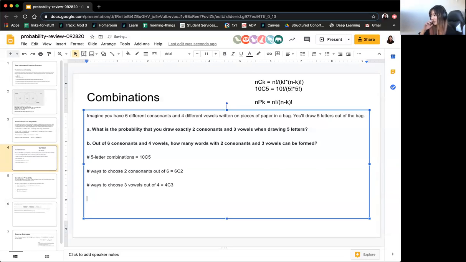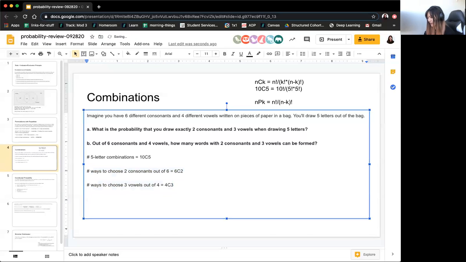And all we have to do to put it together, the number of ways of choosing 3 vowels and 2 consonants is just the product of these two. Because with every possible 2 consonant combination, you can get any of the 3 vowel combinations and basically pair them up in those ways, which is why we can multiply these two to get the total number of ways to draw 2 consonants and 3 vowels.